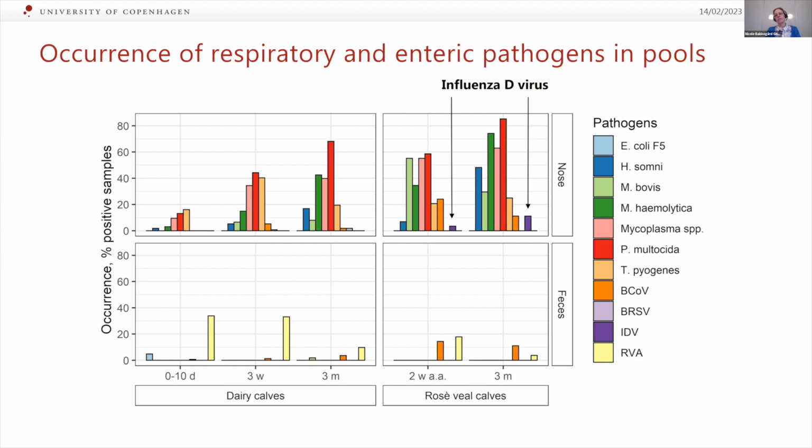One of the interesting findings here was that some of the pools tested positive for influenza D virus. And I think it is an interesting finding since this is a relatively new virus. This virus was detected for the first time in 2011 in the USA. And this virus has not been described in Denmark before. So therefore, we were interested in looking more into these positive findings.